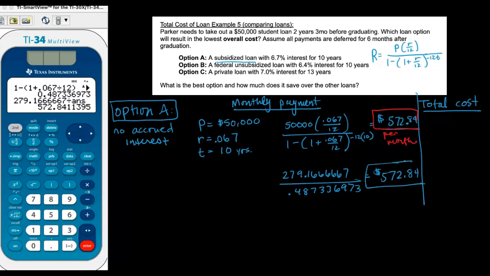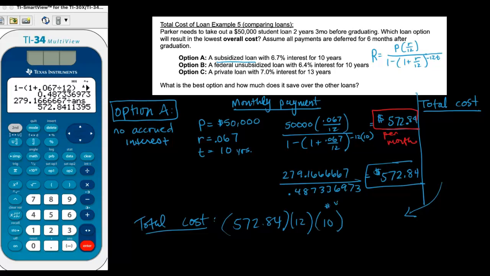And so then for the total cost, what we're going to do is take that monthly payment, and I'm actually going to come down here so I have more room. So for total cost, we're going to take the monthly payment of $572.84 and multiply it by 12, because there's 12 months in a year, and then times 10, and this is the number of years.